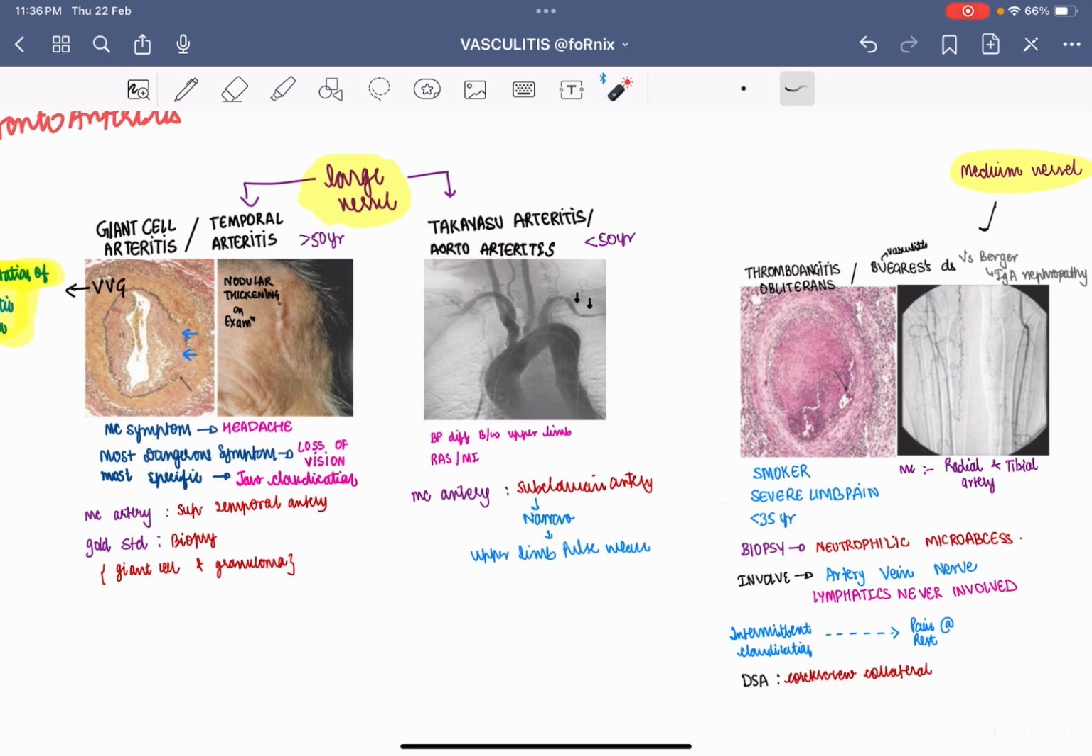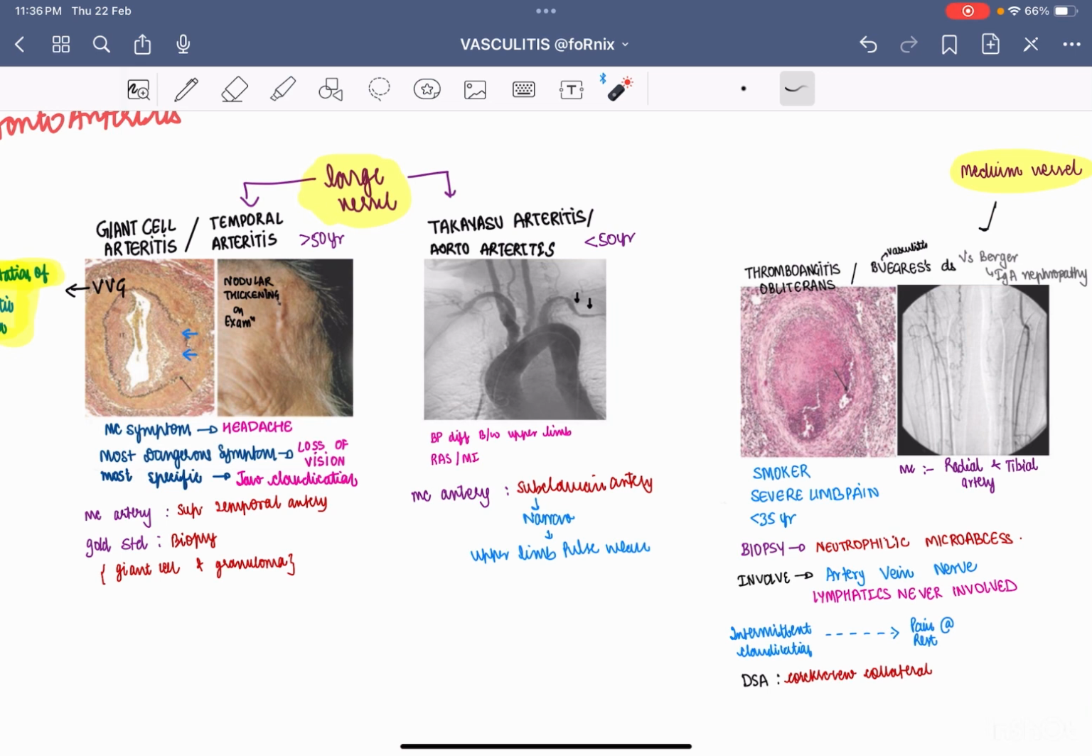The gold standard investigation that we do in giant cell is a biopsy, in which we see the giant cells and the granuloma. The most common symptom with which the patient comes to the OPD is headache. The most specific one is jaw claudication. But the most dangerous symptom is loss of vision. I think this is the probable new question that could come: the most dangerous symptom is loss of vision.